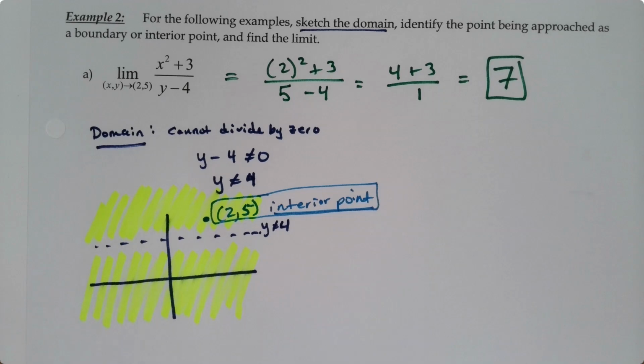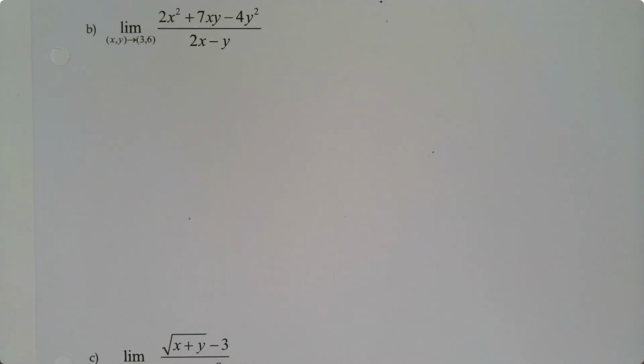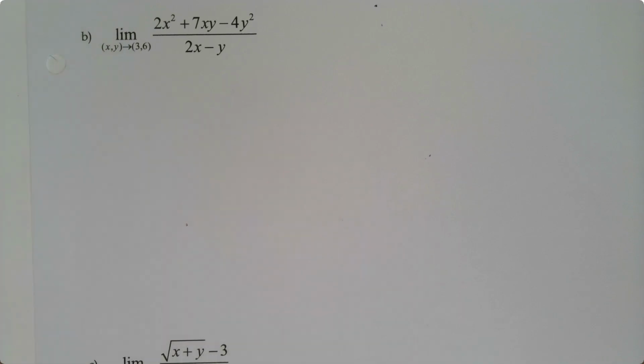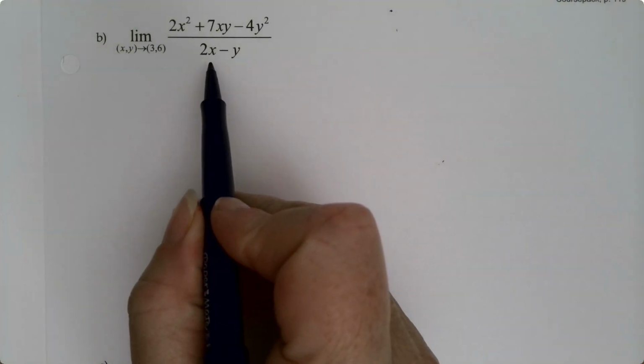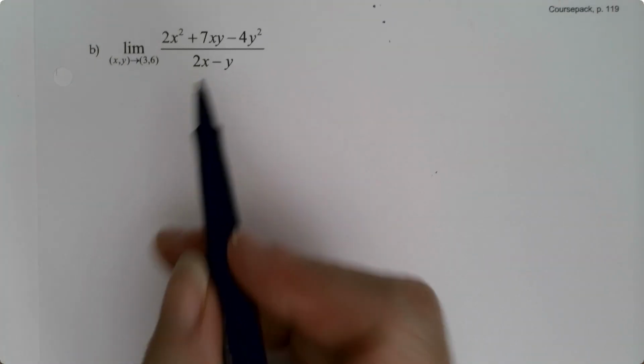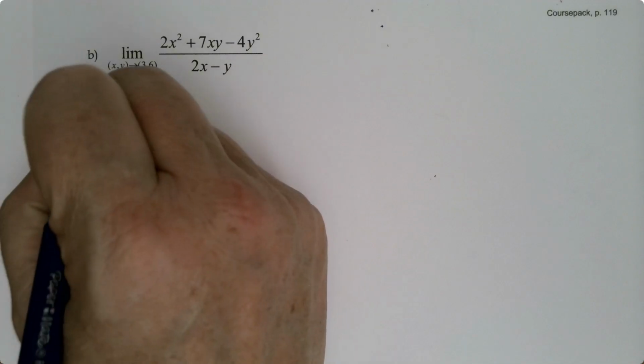Now, of course, interior points, very easy. Let's practice some that are not interior points, shall we? Of course, first thing we're going to have to do is prove that it's not an interior point. We start by sketching the domain. All right. So now for the domain, we know that we cannot divide by 0. And there's nothing else really problematic in here. There's no square roots or logarithms, things like that.